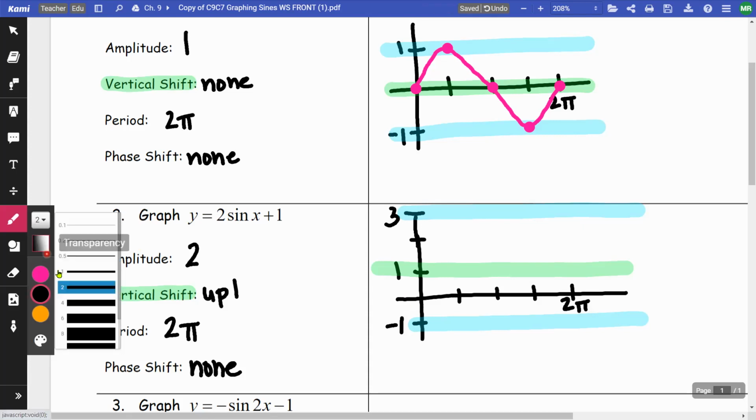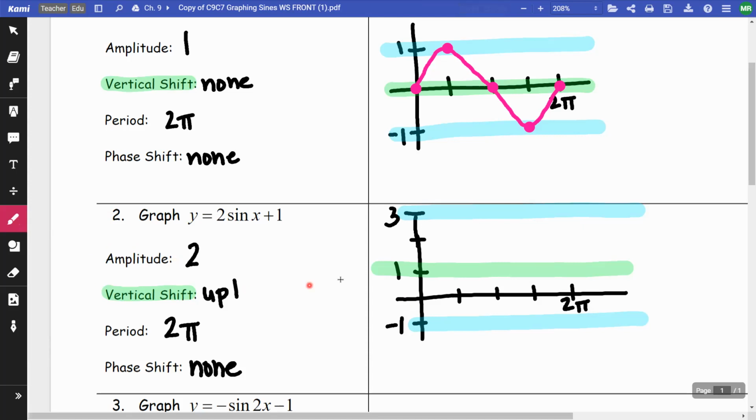So when I'm plotting this, I am going to start at 0, which is going to be at my vertical shift, end at 0, halfway in between these is 0. And halfway in between these, I'm going to be up at 3. And halfway in between these, I'm going to be down at -1. And then I'm going to connect this.